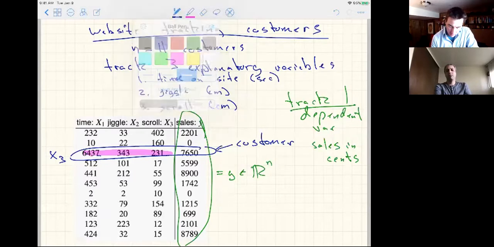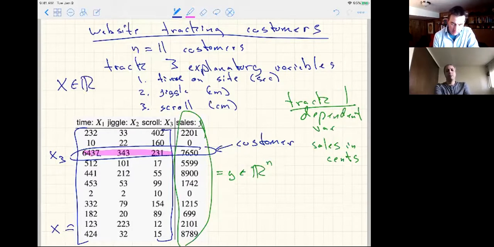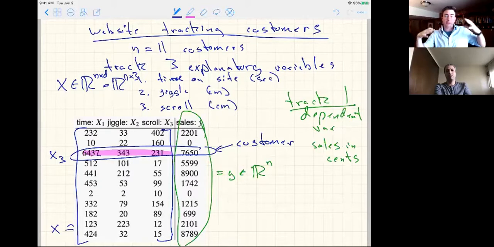And over here is going to be a matrix. This is going to be my matrix equal to X, and X is going to be in N by D, which is equal to 11 by 3. Okay, so this is my input.